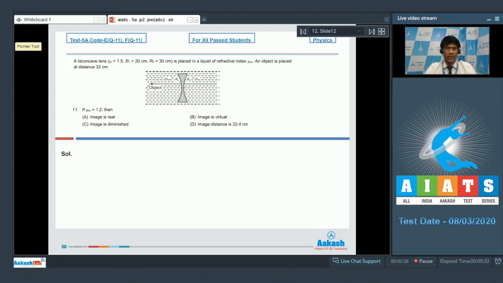We shall start with the calculation of the equivalent focal length, simply from the lens maker formula. 1 by V minus 1 by U must be equal to (mu minus mu m) divided by mu m, times (1 by R1 minus 1 by R2). Putting these values, mu is 1.5 and mu m is 1.2, so the difference is 0.3 or 3 by 10.